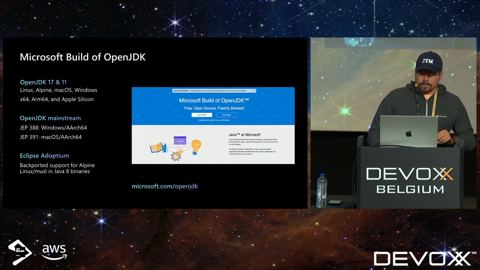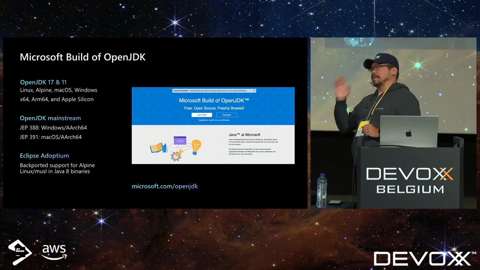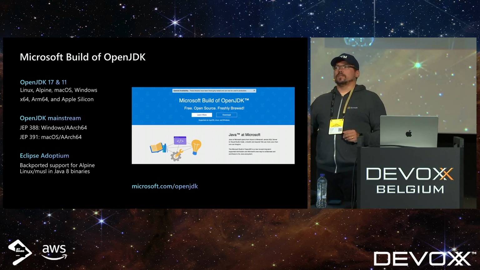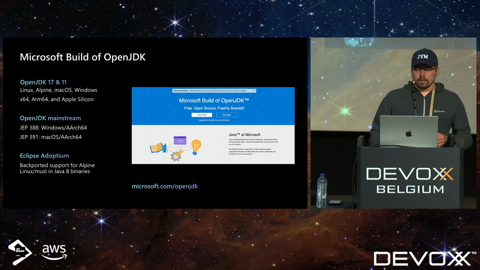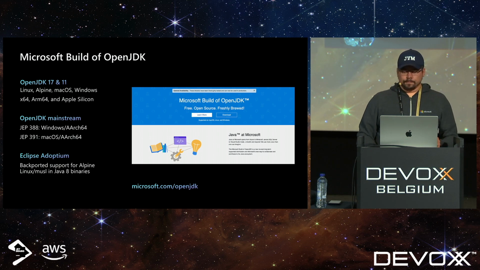We have our Microsoft build of OpenJDK. We ship 11 and 17, and we will be shipping future LTS releases. And those LTS releases will be made available for Microsoft tools and services.